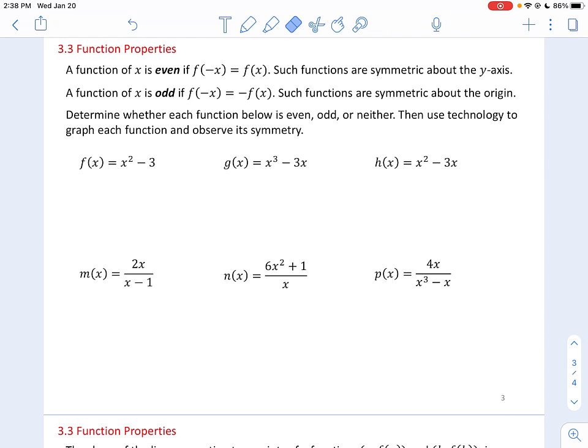A function of x is even if f of -x equals f of x. Such functions are symmetric about the y-axis. A function is odd if f of -x equals -f of x. Such functions are symmetric about the origin. Determine whether each function below is even, odd, or neither. Then use technology to graph each function and observe its symmetry.